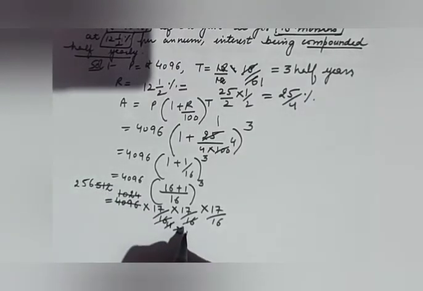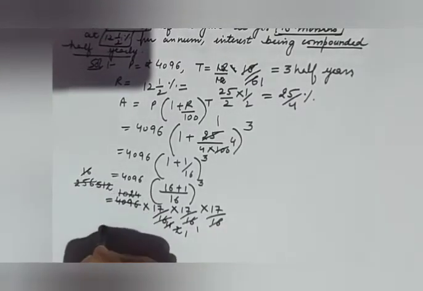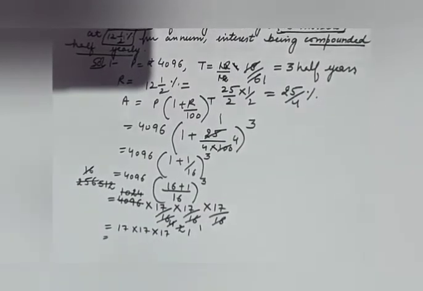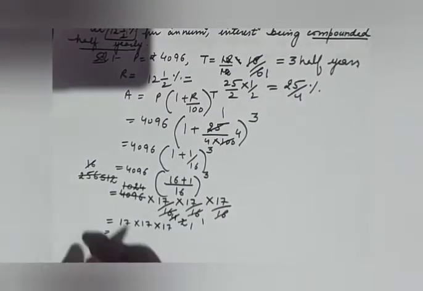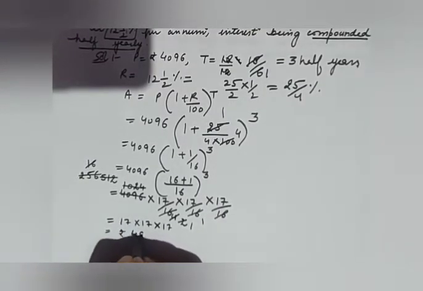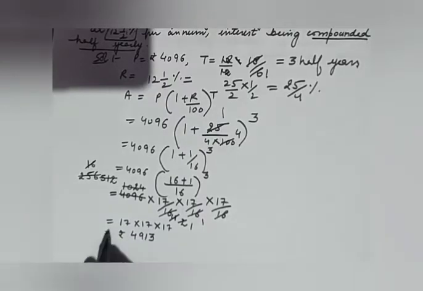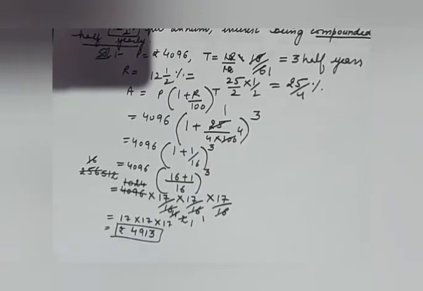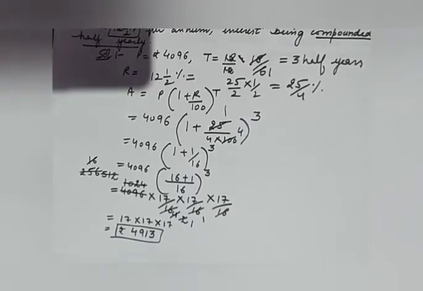Okay, so 16 ones, and here again it is 16, so it is 16 and 16, so it will be your 17 into 17 into 17. So what will be your root here? You will be getting the answer as rupees 4913. So the amount that Ram will get after 3 years and after 18 months, that is 3 half years, will be rupees 4913. Now students, let's have a look at question number 10 here.